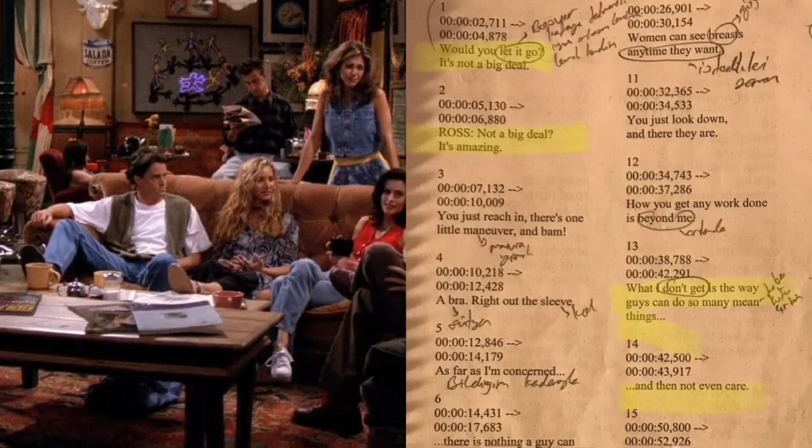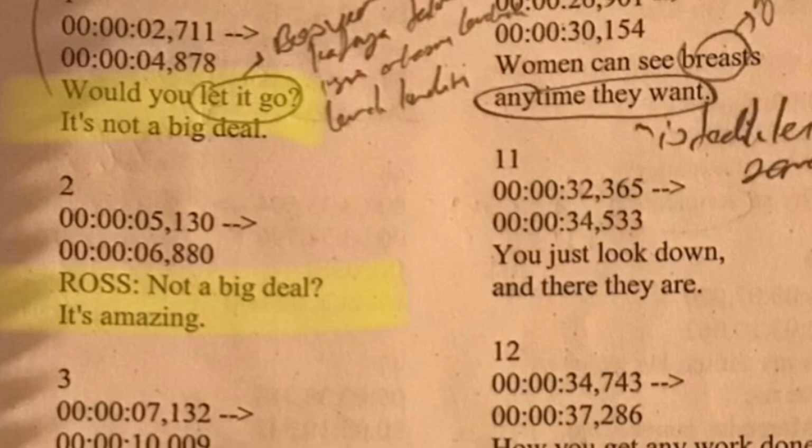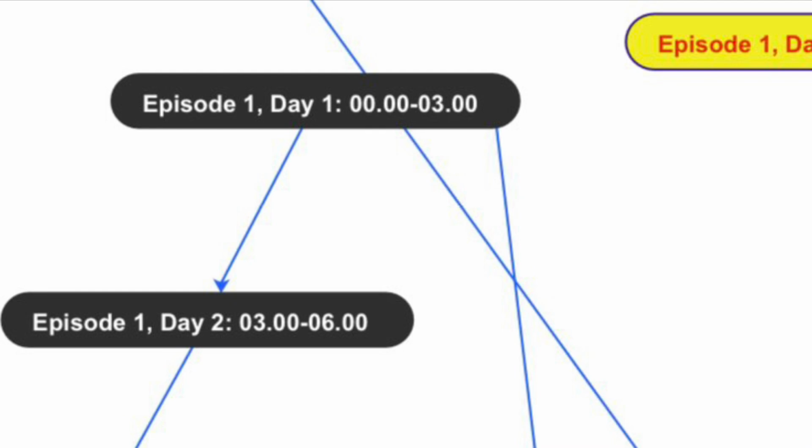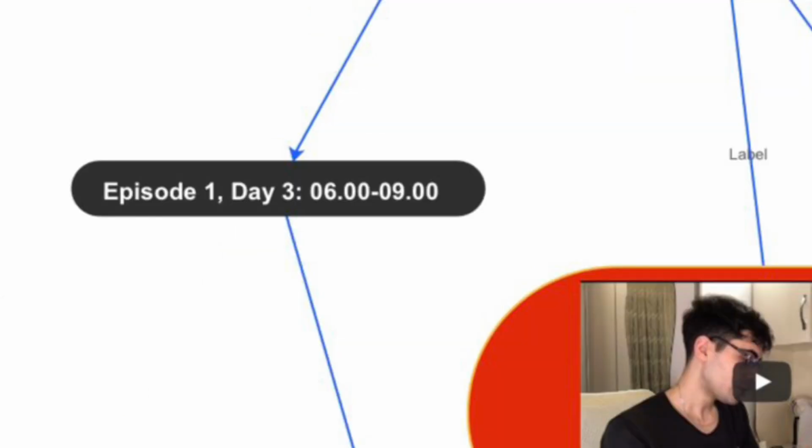You got the scripts, you see the timeline on the scripts, so that will make it easier for you to follow the timeline. And the second day, you start from minute 3 and you stop at minute 6. And the third day, you start from minute 6, you stop at minute 9.